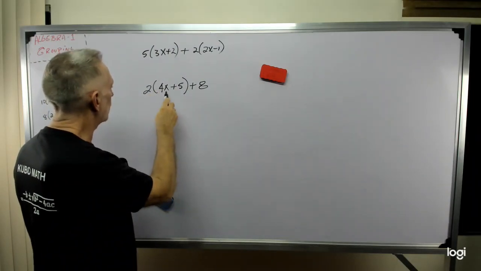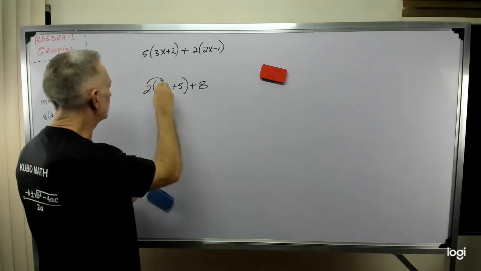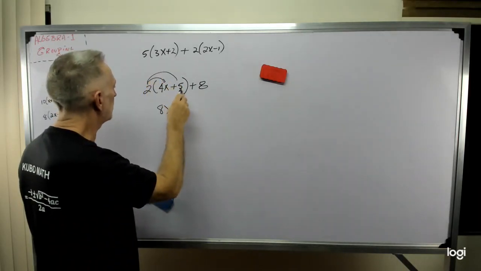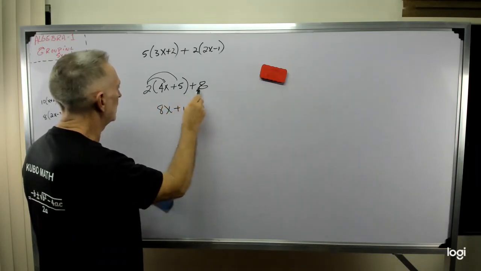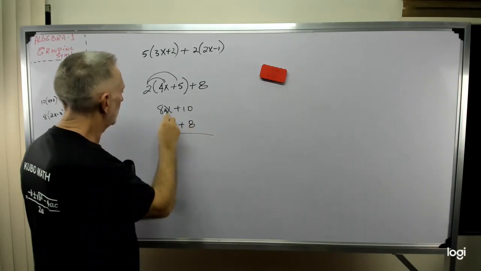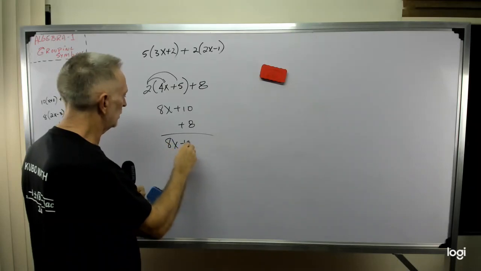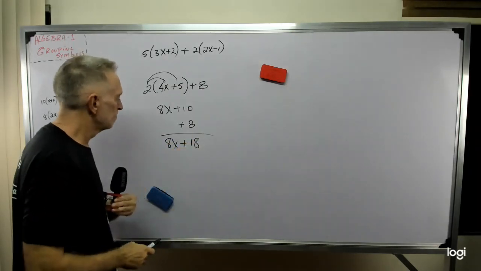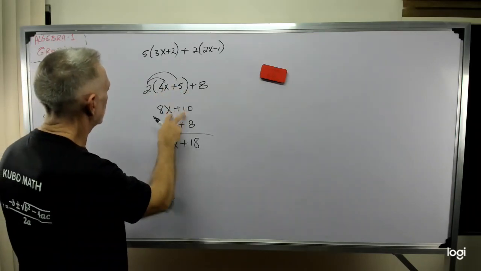2 times 4x gives me 8x. We're distributing here. 2 times a positive 5 gives me plus 10. And then all of that is plus 8. So I have 8x, and there's no other x's here. That's 8x plus 18. Okay, so 8x plus 10 plus 8.